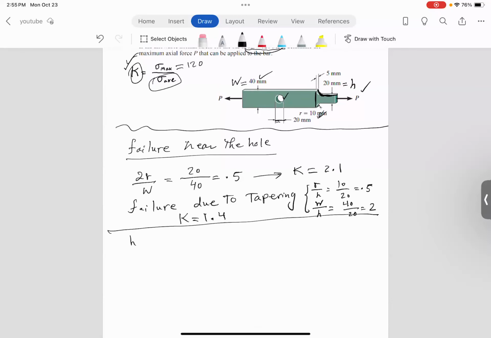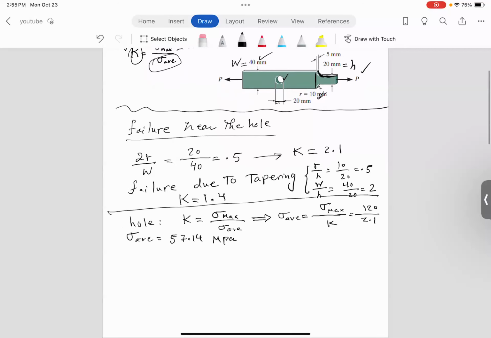So for the hole, remember, K is sigma max over sigma average, right? Therefore, sigma average is sigma max divided by K. So 120 over 2.1 for the hole. So that's about 57.14. So your sigma average becomes 57.14 megapascal.